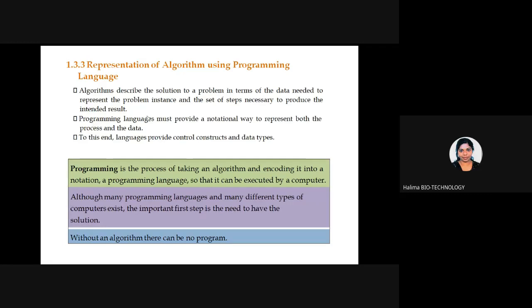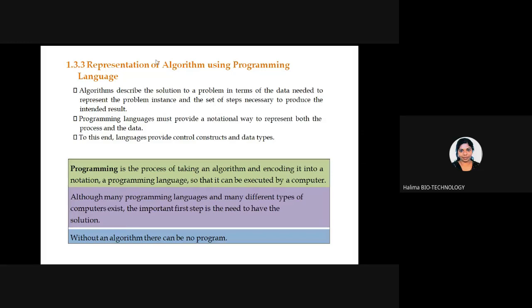A programming language must provide a notational way to represent both the process and the data. To this end, languages provide control constructs and data types. So don't get confused. Representation of an algorithm using a programming language is nothing but using a program to solve the issue. This is nothing other than writing a program. So sometimes they call the program an algorithm also.